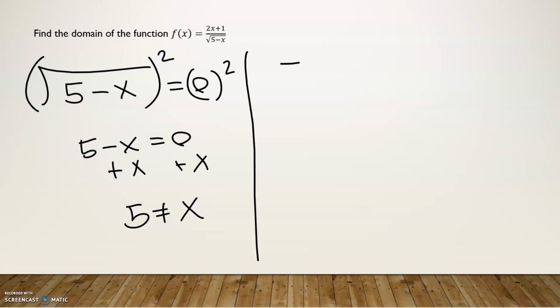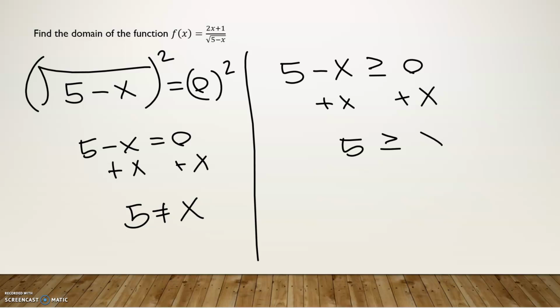And then the inside of the square root has to be greater than or equal to 0. And I'm going to move x over. So we've got 5 greater than or equal to x, and I'm going to switch that around so x is less than or equal to 5. Notice that the smaller side of the inequality is pointing towards x, and same thing here, the smaller side of the inequality is pointing towards x. So now we need to combine these two.